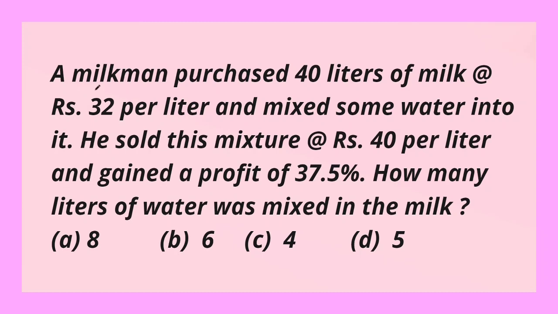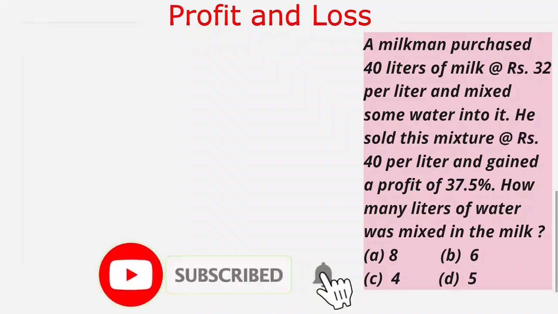Our question is, a milkman purchased 40 liters of milk at the rate of rupees 32 per liter and mixed some water into it. He sold this mixture at the rate of rupees 40 per liter and gained a profit of 37.5%. How many liters of water was mixed in the milk? The given options are option A 8, option B 6, option C 4, option D 5. We will solve this question by the conventional method as well as by the shortcut method.